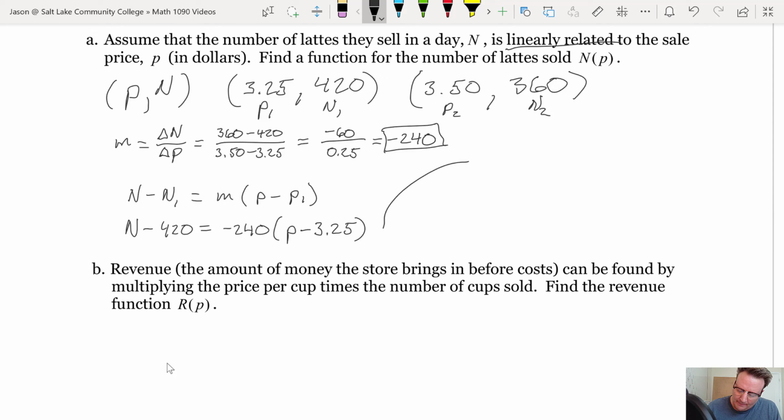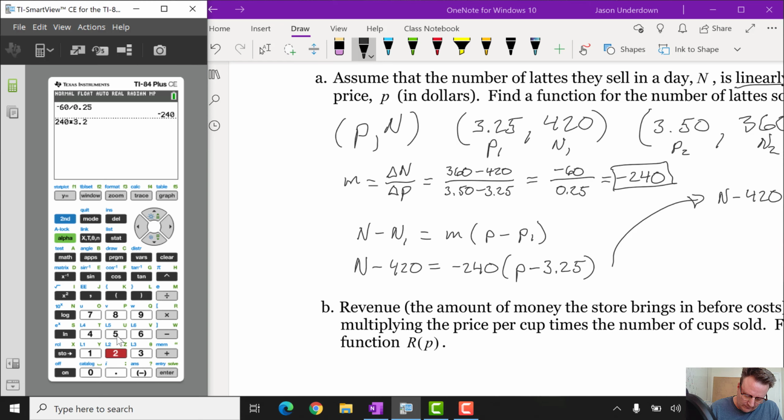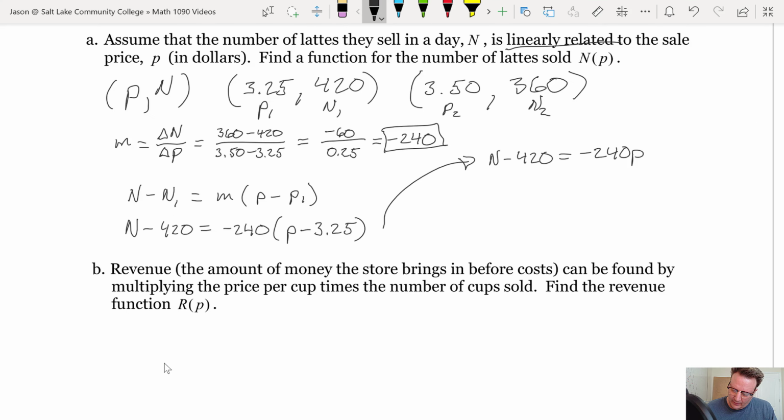Okay, I just need to simplify this a little bit now. And what do I get? I get n minus 420 is equal to negative 240p, and negative 240 times negative 3.25. Let's do that. That's 240 times 3.25. That's 780. So that's going to be plus 780.